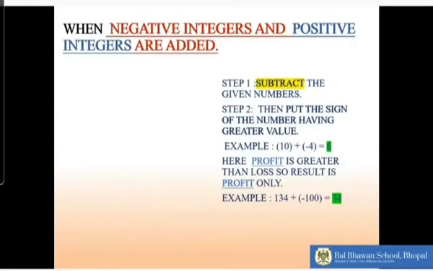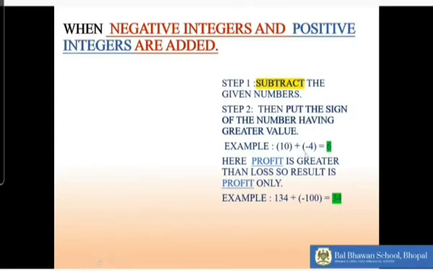Now, when negative integers and positive integers are being added, you need to understand the following steps. Subtract the given numbers and then put the sign of the number having the greater value. For an example, I have taken 10 plus minus 4, where 10 is a positive number and minus 4 is a negative number. I'm going to simply subtract 10 and 4. That will give me 6. And since 10 is bigger, my answer is plus 6.